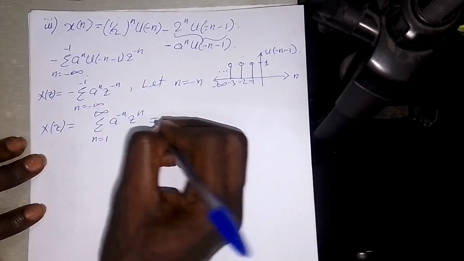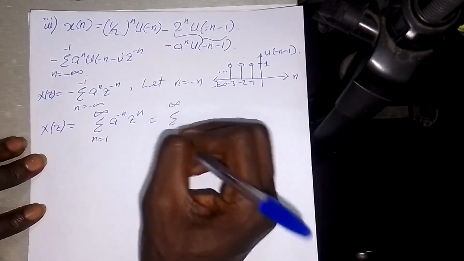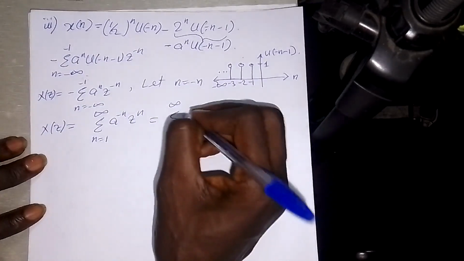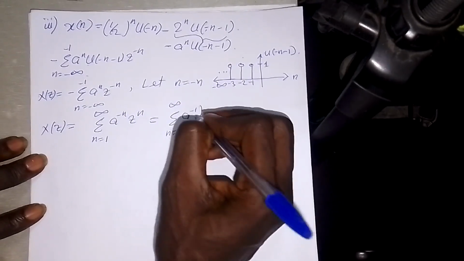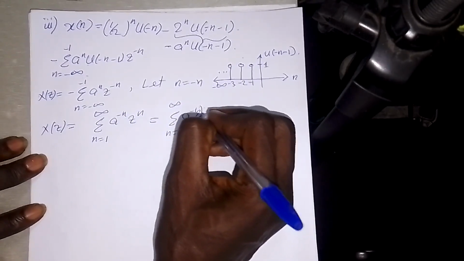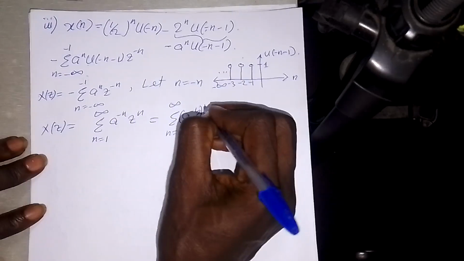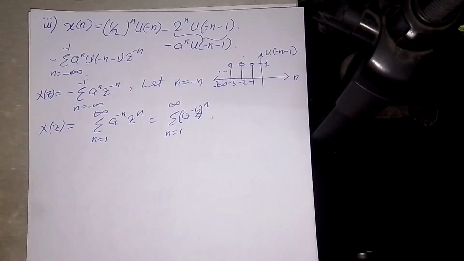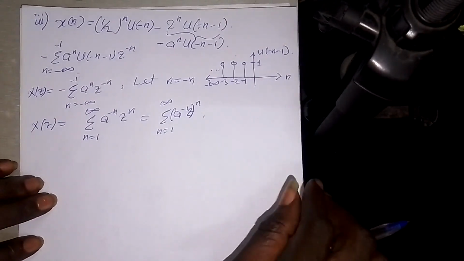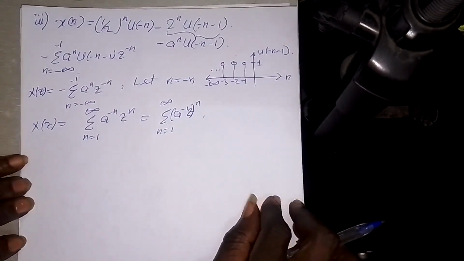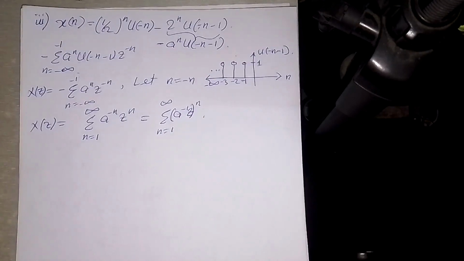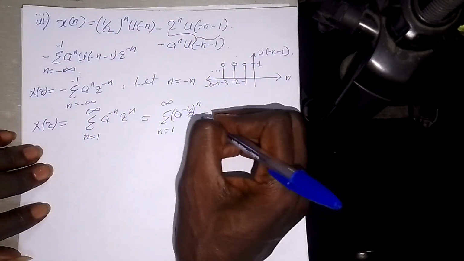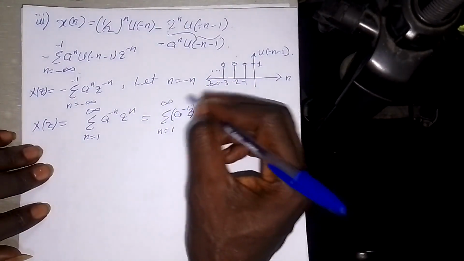So now if I do this, then I can say that here, the summation from n equals 1 to infinity of (A minus 1) into Z exponent n. Okay, so I can say this one. Now, what I can also mean is that I can expand this particular summation that I have here.